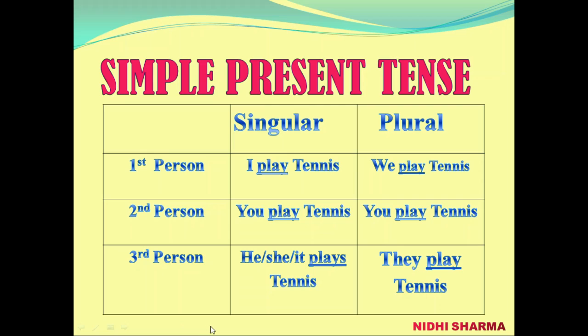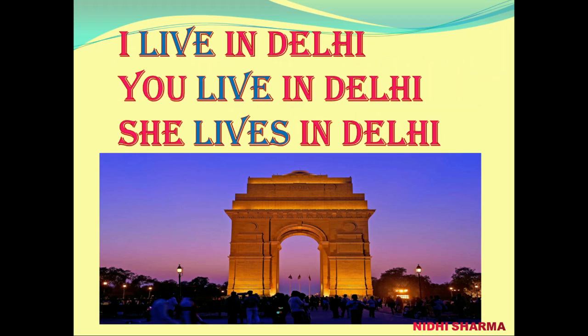So children, the rule to change any sentence into simple present tense is, we use the first form of verb or the base verb. But the only change which we notice is in the third person singular, we have to add s or es to the base form of verb, that is the first form of verb. Now let's take some examples to understand more about simple present tense.